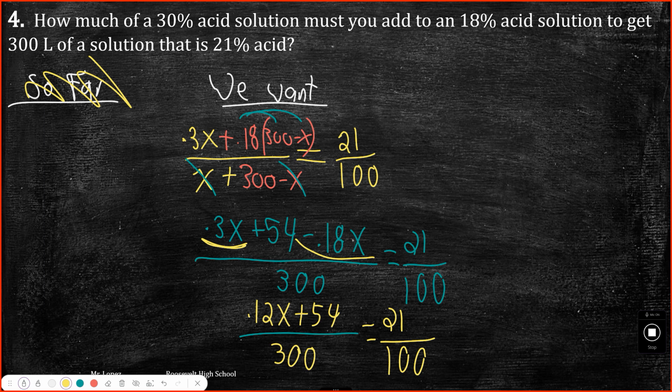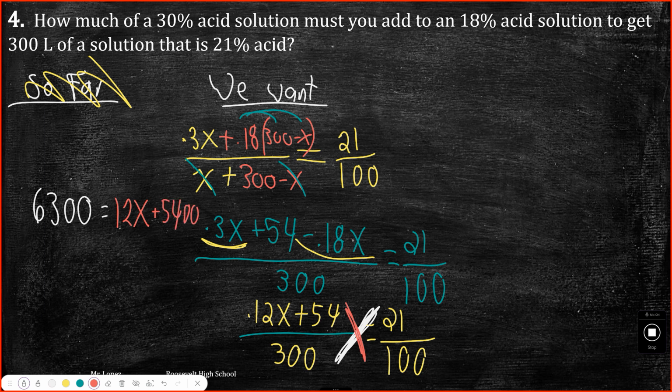We cross multiply. So what is 21 times 300? Get a calculator. 21 times 300. 6,300? I'll do it here, and then what is this? What's 0.12 times 100? Is that 12? Yeah, that's 12. 12x? And what is 100 times 54? Is that 5,400?